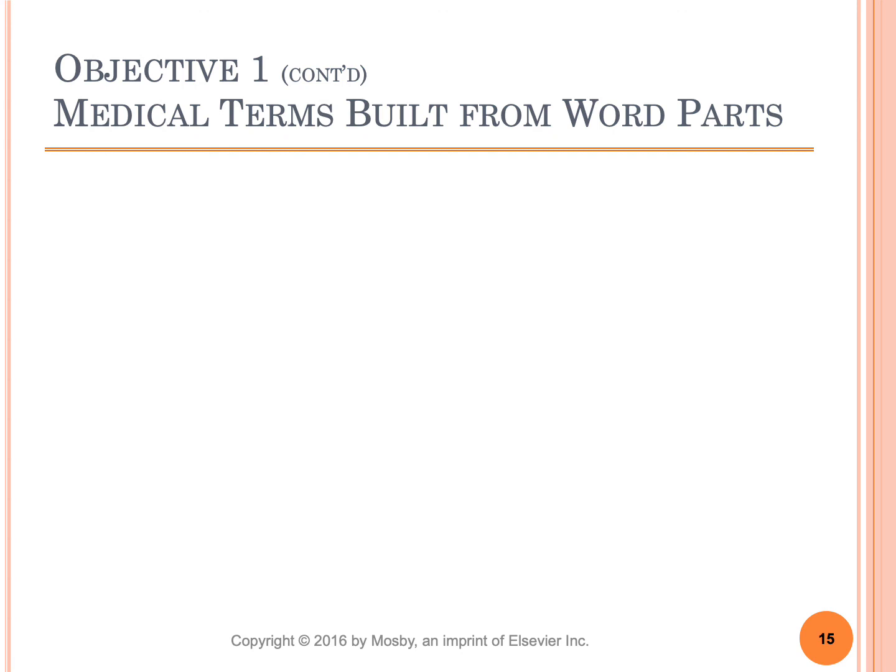Now, some medical terms that are built from word parts. The first one that we have on our list is arterial. And arterial means pertaining to the artery, AL meaning pertaining to, and arterio meaning artery. What about this one? Arteriosclerosis. Remember, osis is the condition of. So this would be the condition of hardening, sclerosis, of the arteries, arterio.